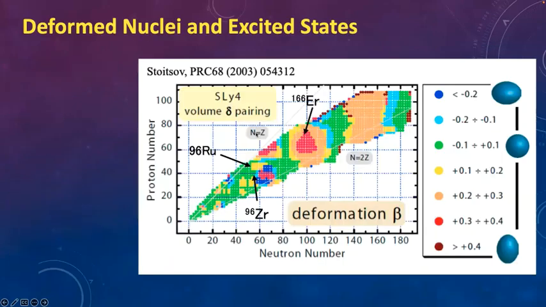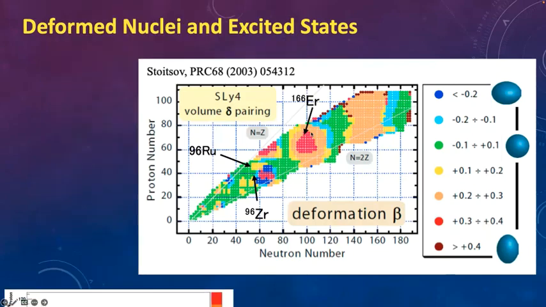So Catherine and other people discuss this deformation in the nuclear chart. And for example, the case of Ruthenium-96 or Zirconium-96 or Argon-166, which I may mention after this.